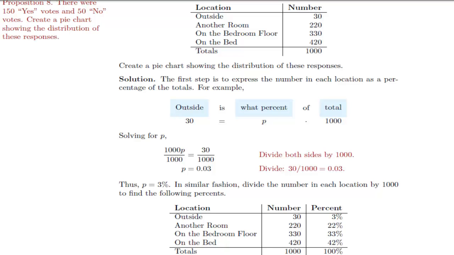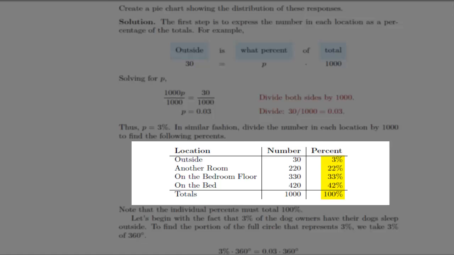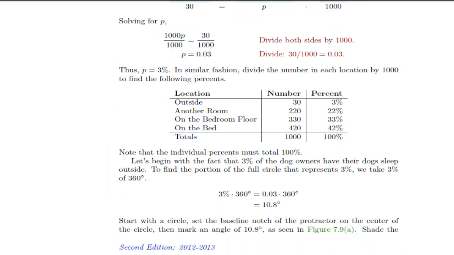For example, the 30 that sleep outside is equal to some percent P times the total of 1,000. Solving for P, we'll divide both sides of the equation by 1,000. So on the left, 1,000 times P divided by 1,000 is P, and on the right, 30 divided by 1,000 is 0.03. Thus, P equals 3%. In similar fashion, divide the number in each location by 1,000 to find the following percents. Note that the individual percents must total 100%.